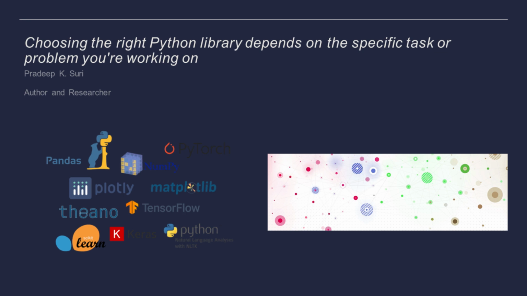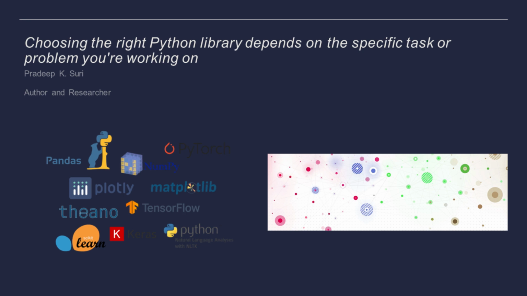5. TensorFlow and PyTorch. Use TensorFlow or PyTorch for deep learning tasks. They provide tools to create, train, and deploy complex neural network models. Suitable for tasks involving image recognition, natural language processing, and other deep learning applications.